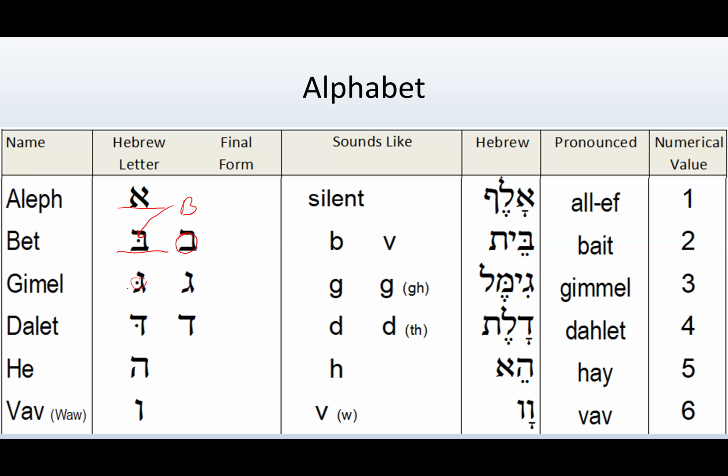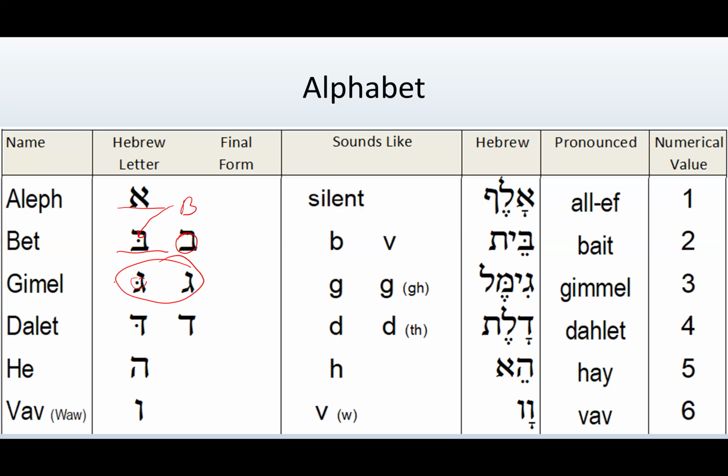But for modern Hebrew pronunciation, we don't make any distinguishing change between the two. It's going to be just a G sound. It's not G as in giant, it's G as in goat or go or something like that. It's a hard G sound. Gimel is a hard G.